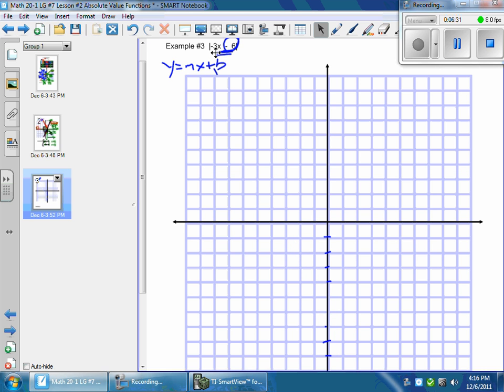So what I'm going to do is I'm going to say, okay, 1, 2, 3, 4, 5, 6. There's my minus 6. There's my b. I'm going to absolute value that, and I know that this guy is going to come up here. 1, 2, 3, 4, 5, 6. This is now the new y-intercept because of the absolute value.